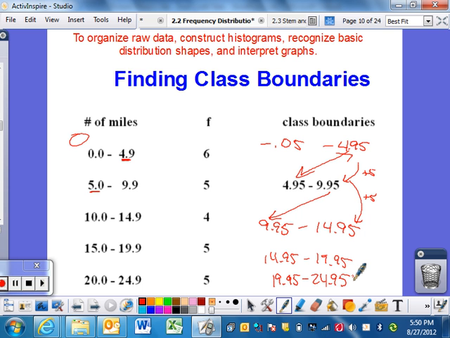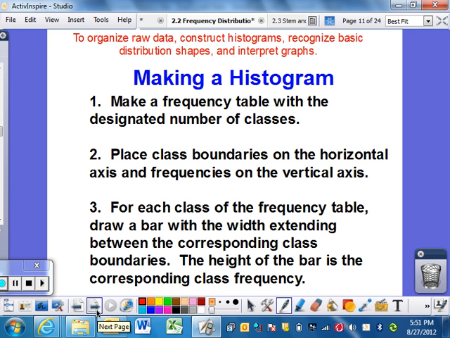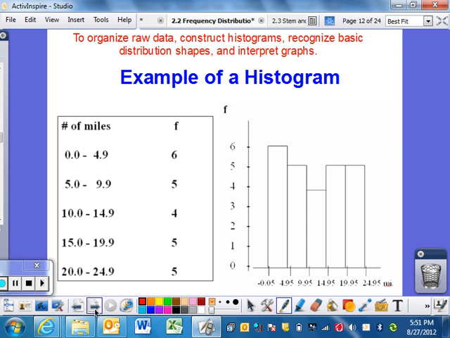So these class boundaries are what you're going to actually graph your histogram with. Okay? To make the histogram, you need to make the frequency table. We already have done that. Place the class boundaries on the horizontal axis. And it's pretty easy. You just put it on there, and if you flip to the next slide, that's what it looks like, and you can look to the right. Okay? For each class, the frequency table, the bar is extended between them, and it's going to connect, and then the height of the bar is however many entries are in there, or i.e. its frequency.